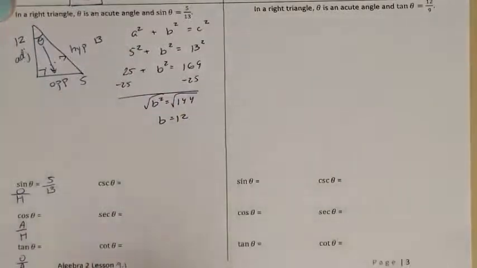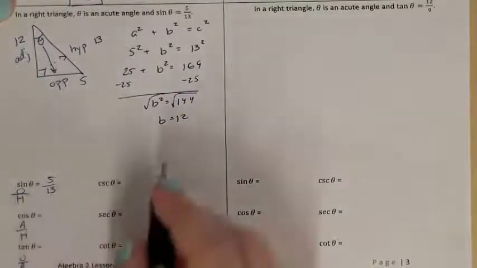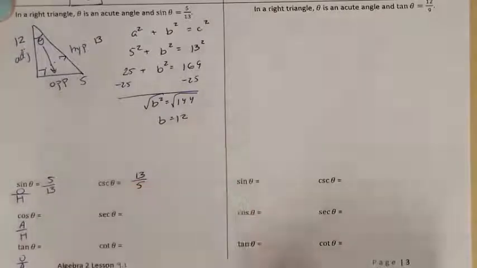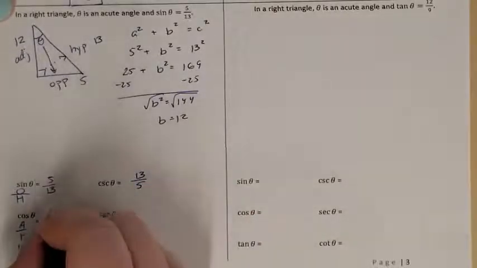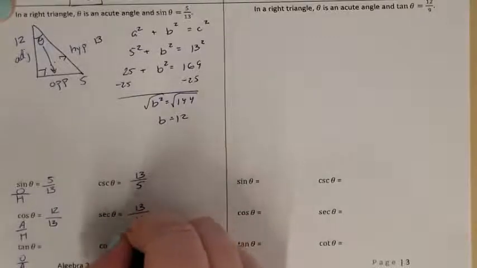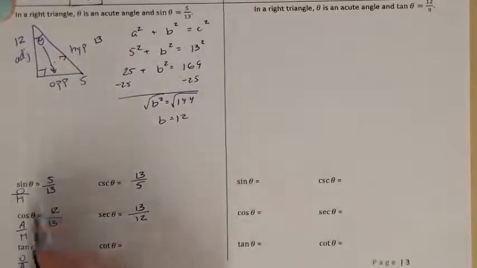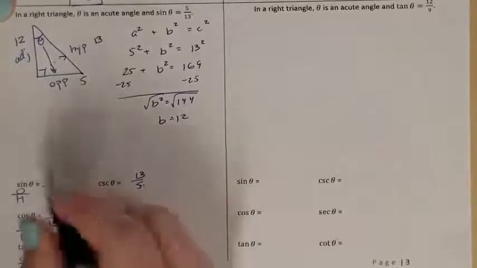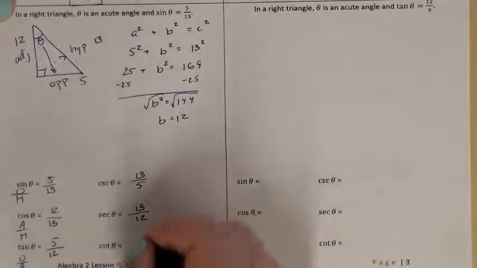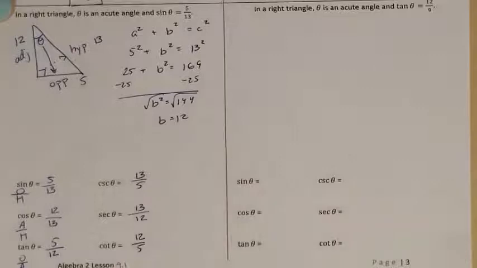So let's go ahead and find our other fractions. Well, I know sine, that means I know cosecant. So cosine is adjacent, which was 12, over the hypotenuse, which was 13. So my secant is 13 over 12. Tangent was opposite, which is 5, all over adjacent, which is 12, which meant my cotangent is 12 all over 5. None of these fractions simplify, so we're done.